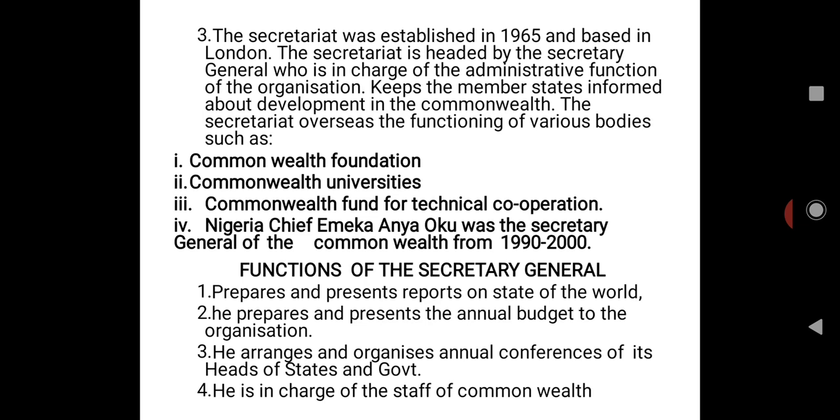4. The Secretary General is in charge of the staff of the Commonwealth of Nations. It means that he has the power to employ. He has the power to dismiss. He can hire and fire members of staff of the Commonwealth of Nations.